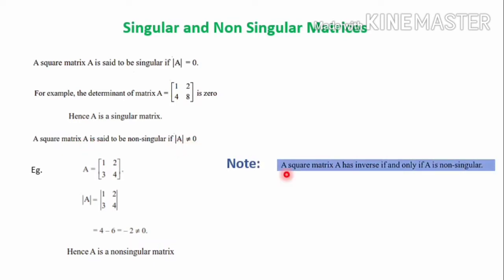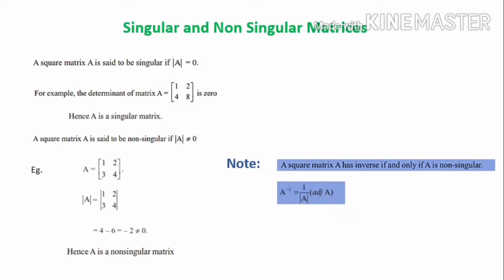So please note, a square matrix A has inverse if and only if A is non-singular. So this is a result. If you want to find out the inverse of a matrix, then first of all we have to check its determinant value. If determinant value is not equal to 0, then only the inverse exists. Means a square matrix A has inverse if and only if A is non-singular. The result is A inverse is equal to 1 divided by determinant A into adj A.